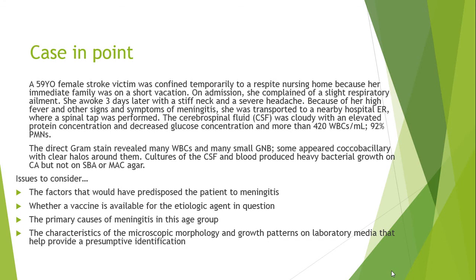So everybody in the lab that was working on this fluid had to take antibiotics. Really high whites, 420 white blood cells per mil. That's very, very high. 92% are SEGs, PMNs. That's high too, right? It makes us think of bacteria instead of a viral infection. All right, so they did a gram stain on the spinal fluid, and we saw many white cells and many small gram-negative bacilli.